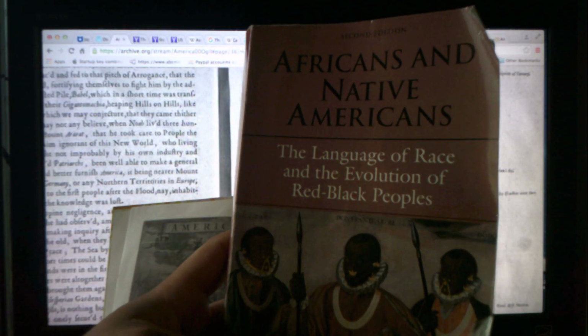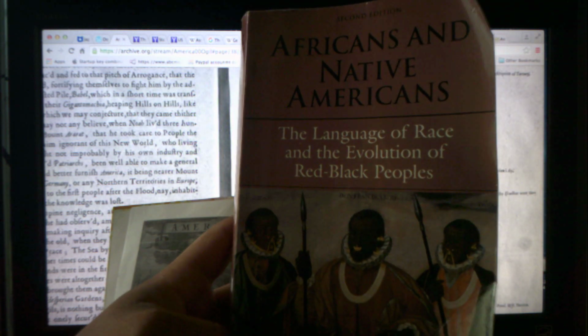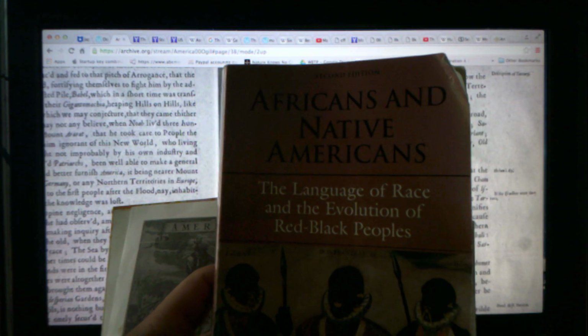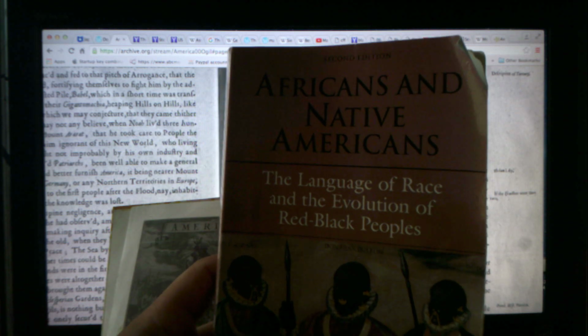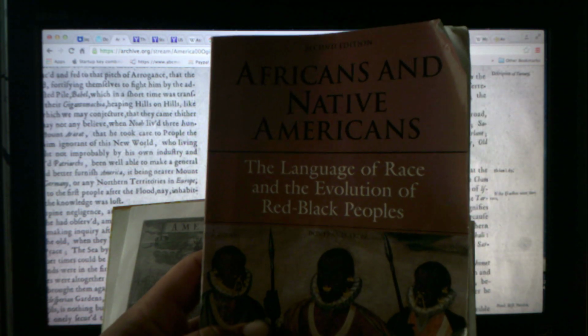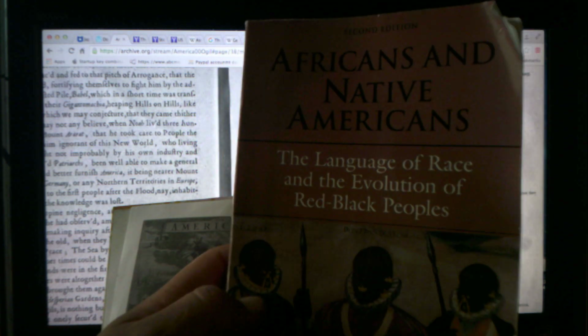Alright, so this is the book right here that tells you about the slave trade and Native Americans being taken in the 1400s, even as early as the 8th and 9th century, from America in the North America, and then in the South America in the 1400s and late 1300s. So get this book. This book is cool.